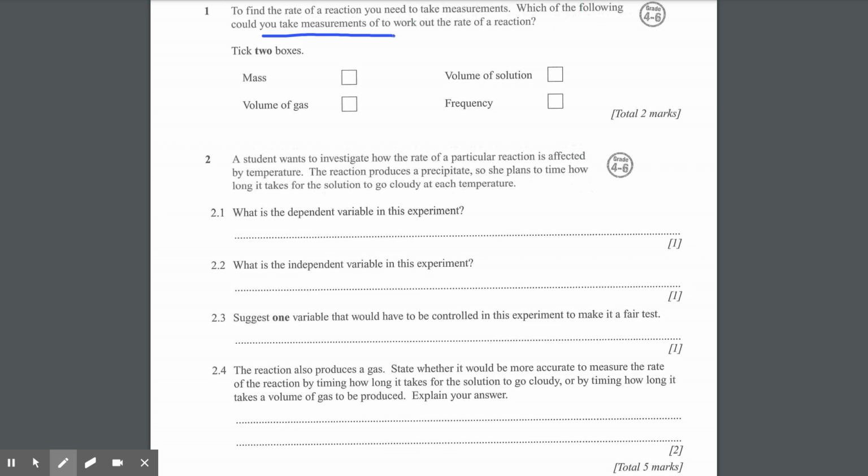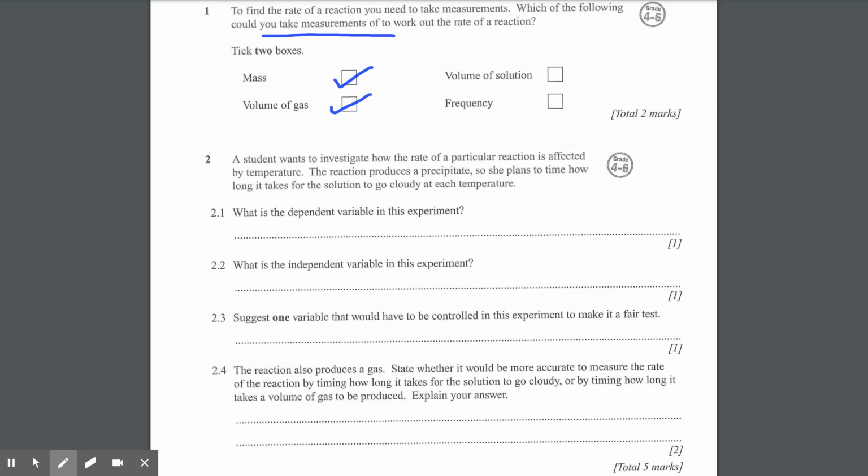So if we start at the top one, we're measuring the mass. Obviously in some of the previous questions, we've seen that a gas is being given off. If a gas is being given off and is leaving the reaction vessel, then the mass is going to change. In those situations, it's probably going to go down.